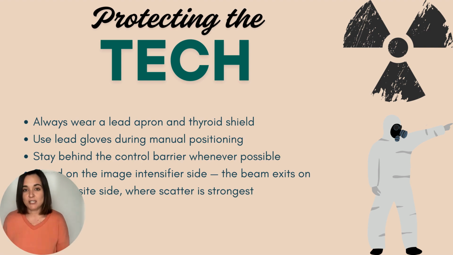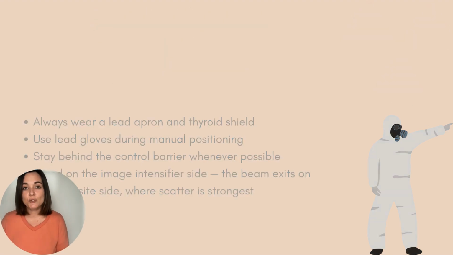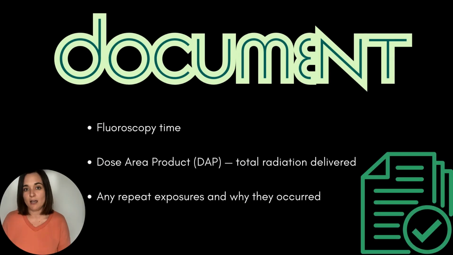Fluoro dose documentation. ARRT expects you to know how to record fluoroscopy time. Dose area product, your DAP, that's your total radiation delivered. Any repeat exposures and why they occurred. If you didn't write it down, it didn't happen, and it could come back to bite you during an audit.